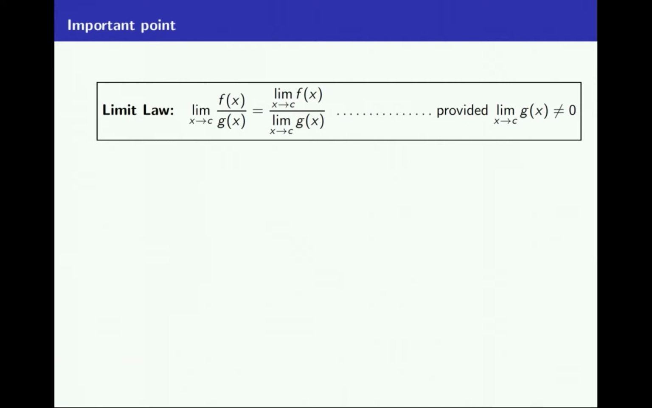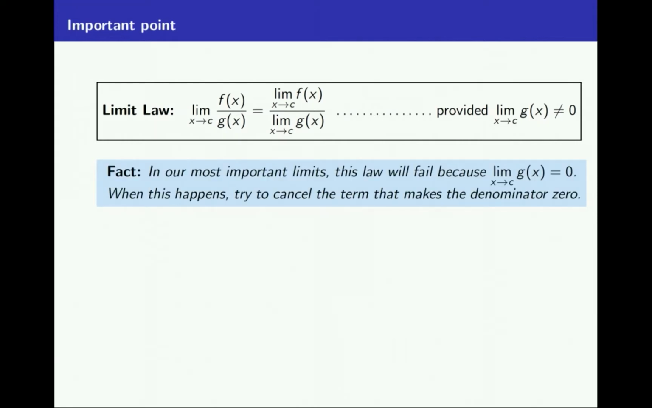We come to the most important point of today's lecture, and it concerns the limit law. The limit as x goes to c of f of x over g of x is the limit as x goes to c of f of x divided by the limit as x goes to c of g of x, which holds provided that the limit as x approaches c of g of x is not 0. You will find in this course that you will need to apply this limit law many, many, many times for important limits. And it's going to be a fact that in our most important limits, this law will fail because the limit as x approaches c of g of x equals 0.